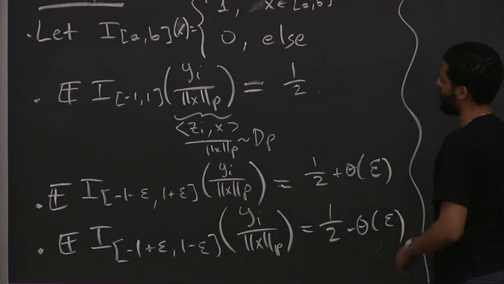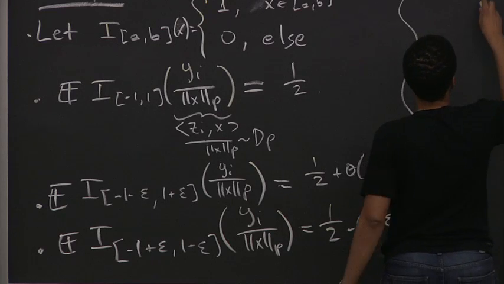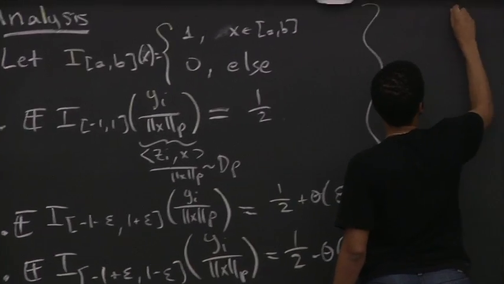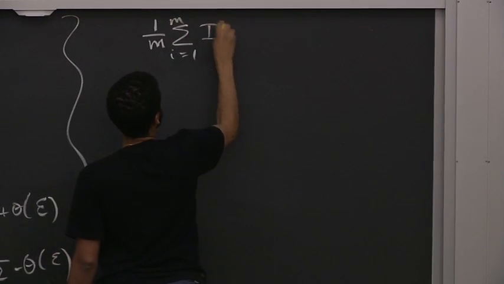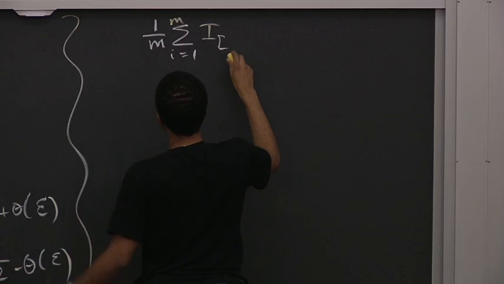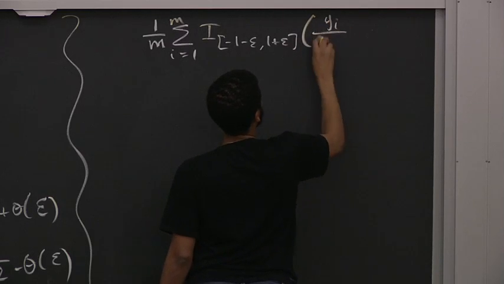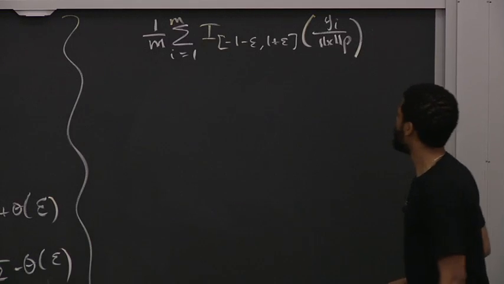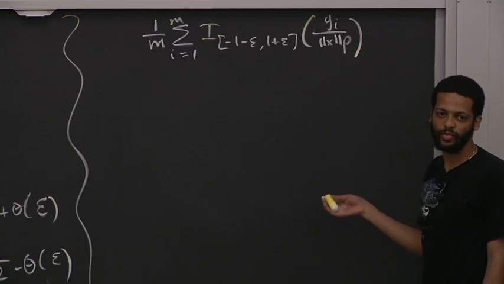So now let's look at the random variable. 1 over m, sum i goes from 1 to m, of the indicator function of -1 minus epsilon, 1 plus epsilon, evaluated at yi over the LP norm. So what does this random variable mean? Someone interpret this in words.